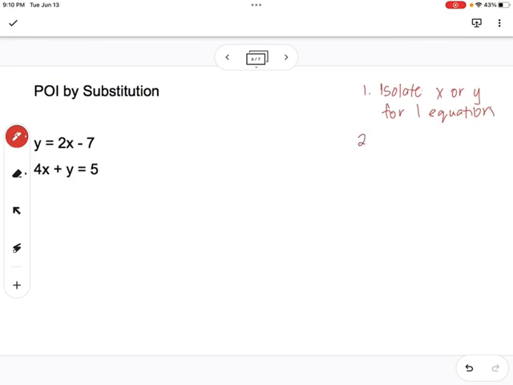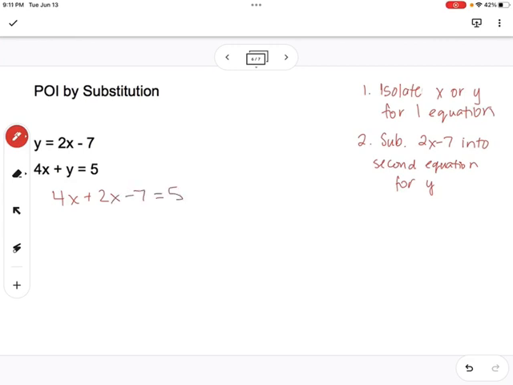The second step is that we're going to substitute the 2x minus 7 into the second equation for y. Okay, so for the 4x plus y equals 5, where y is, we're going to put 2x minus 7. So 4x plus 2x minus 7 equals 5.